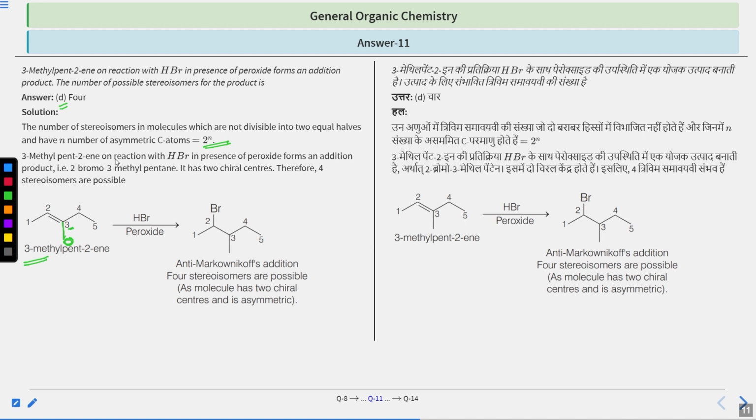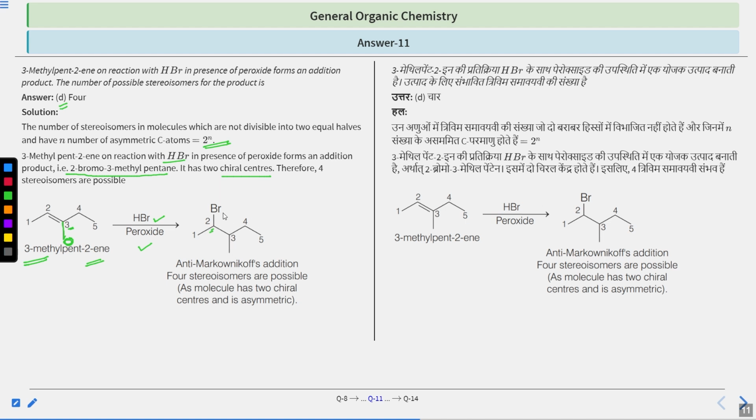So 3-methyl pent-2-ene on reaction with HBr in the presence of peroxide forms an addition product. That means an addition reaction is happening between HBr and 3-methyl pent-2-ene, and we will get 2-bromo-3-methylpentane as a product. It has 2 chiral centers, and therefore 4 stereoisomers are possible. So you can see that on reacting this initial compound with HBr in presence of peroxide, we got our final product as 2-bromo.